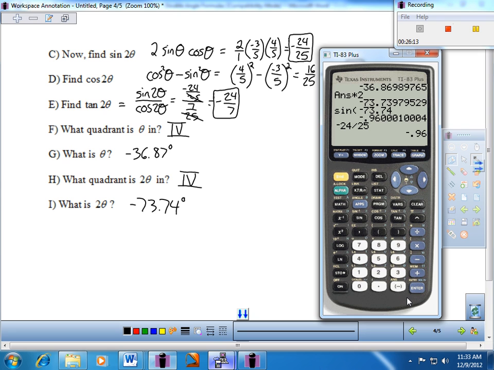Same with cosine. Let's do cosine of our double. So again, I shouldn't have rounded. I should have used the answer there, but that's all right. Too late now. So about 0.28. And let's see, where did I find it? Oh, cosine right there. That's interesting.